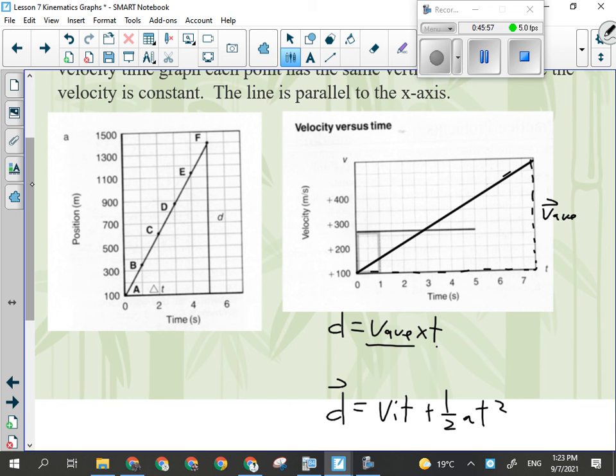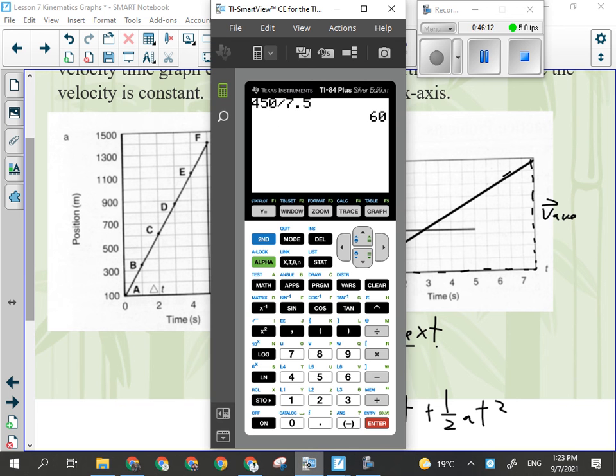So the height was, we said, 450, because it starts at 100, and we multiply that by 7.5. So 450 divided by 2, and then multiply that by 7.5. So that's how far that object will go: 1,687.5 meters. The average velocity is 225 meters per second. It accelerates from 100 to 550. So there's your middle point.